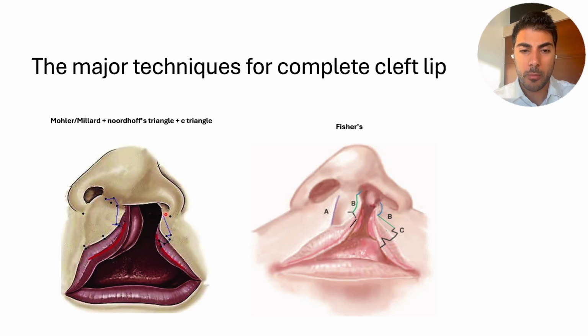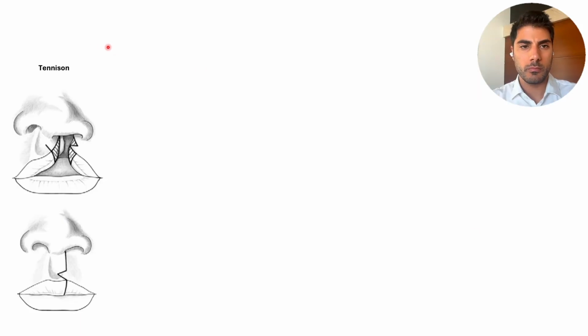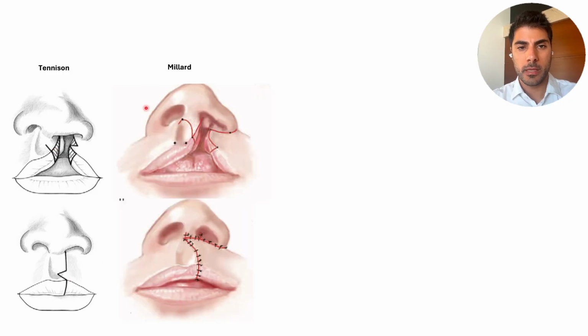But as for the lateral lip, what they are doing is they are using this C triangle in order to further contribute to a gain in length, and the Nordhoff's triangle in order to contribute to a gain in length in the vermilion. All right, so basically, if we want to summarize the markings, first we have the Tennison, in which we insert a lateral triangle into the medial aspect in order to give it a gain of length. Then we had the Millard, the rotational movement.